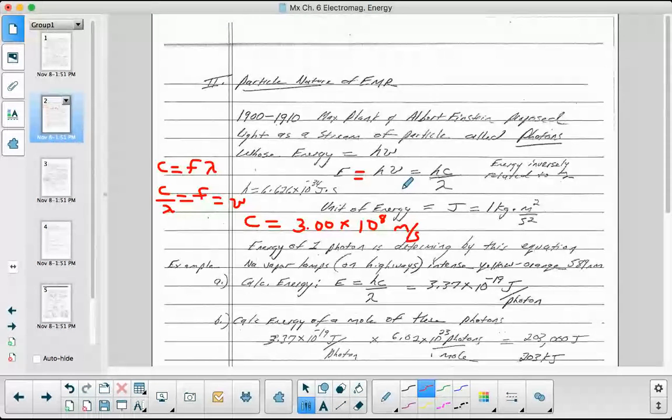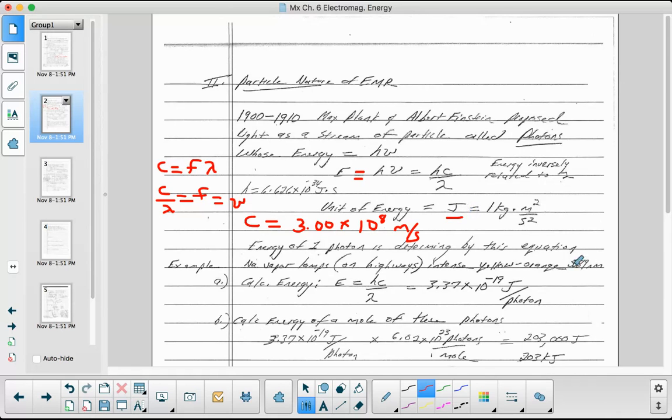All right, so we can say that the energy is equal to h, Planck's constant, times c, the speed of light, divided by the wavelength. And Planck's constant is 6.626 times 10 to the negative 34th joule seconds. And when you do your calculations and see how the units cancel out, our final unit is in joules.